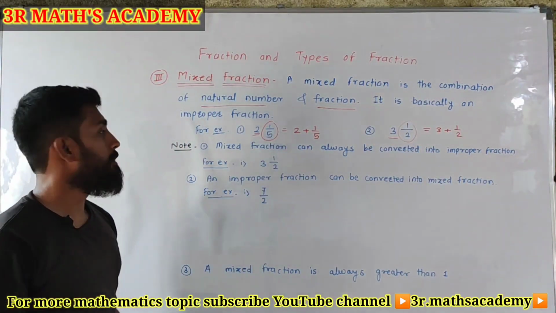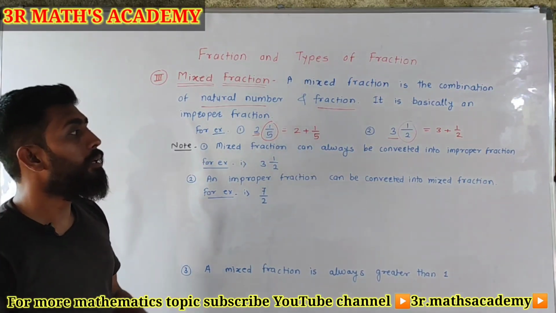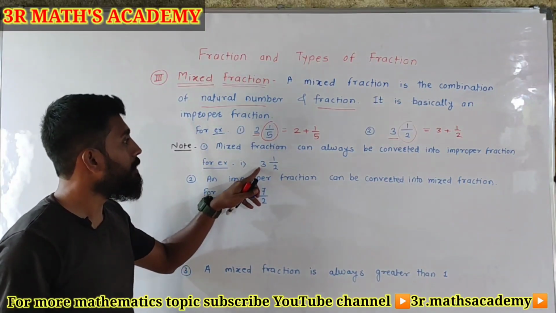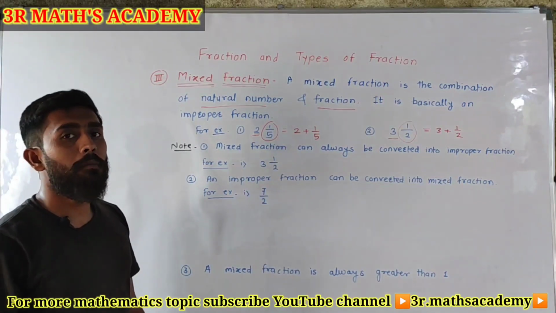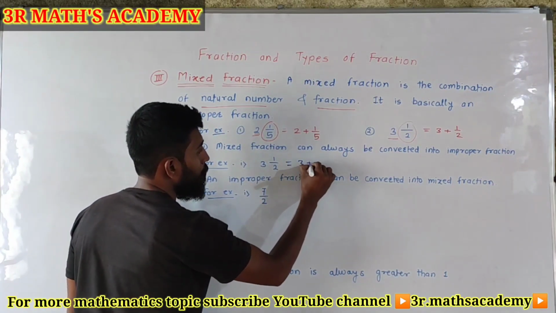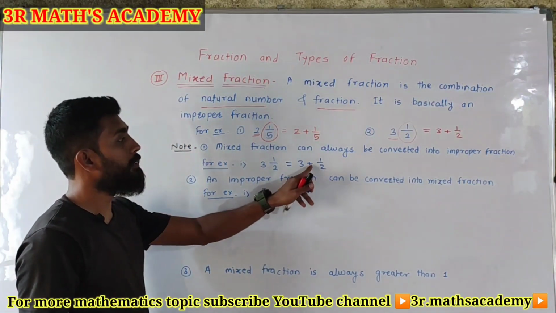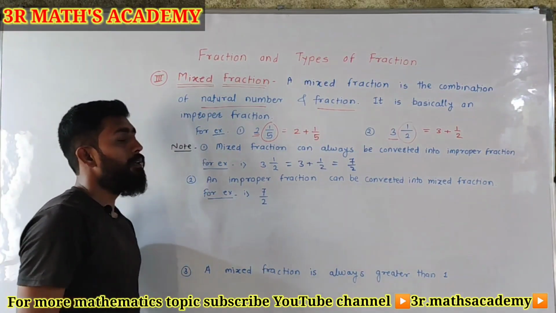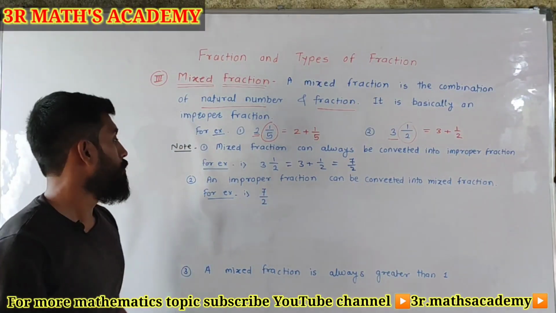Three important notes, friends: a mixed fraction can always be converted into an improper fraction. For example, 3, 1 upon 2. This is a mixed fraction because 3 is a natural number and 1 upon 2 is a fraction. So how to write 3 plus 1 upon 2? Cross multiply: 3 into 2 is 6, 6 plus 1 is 7. So 7 upon 2, and this is an improper fraction because 7 is greater than 2.